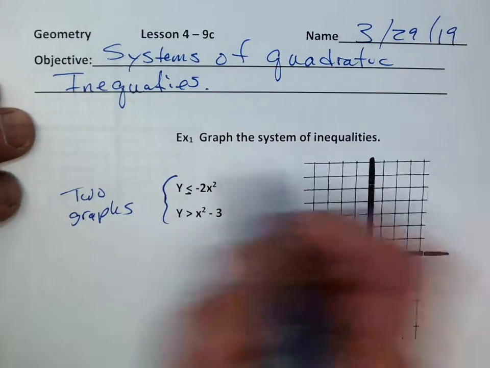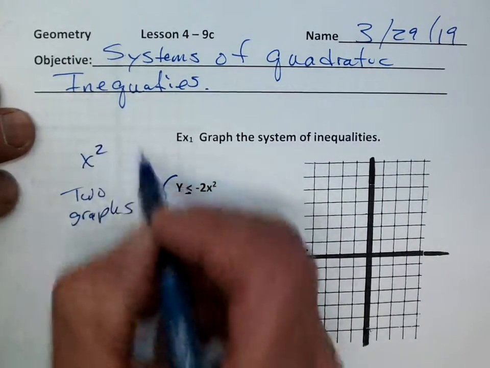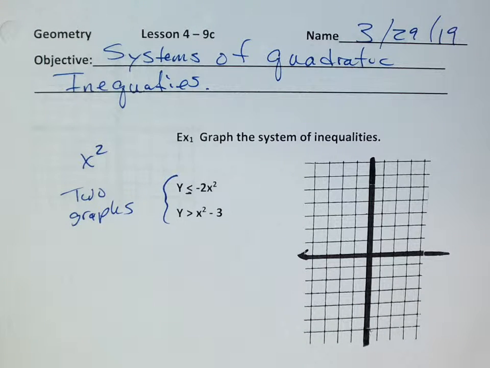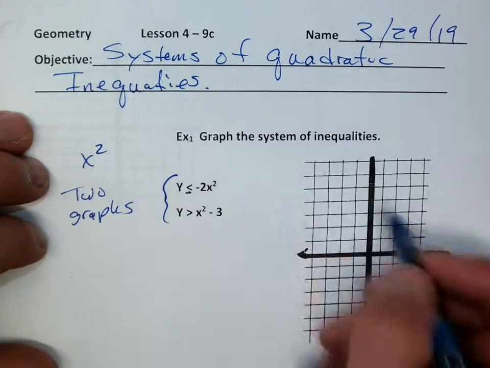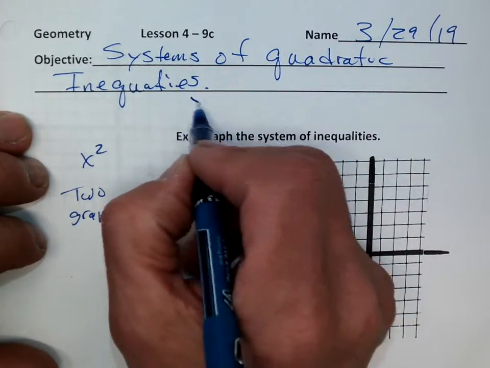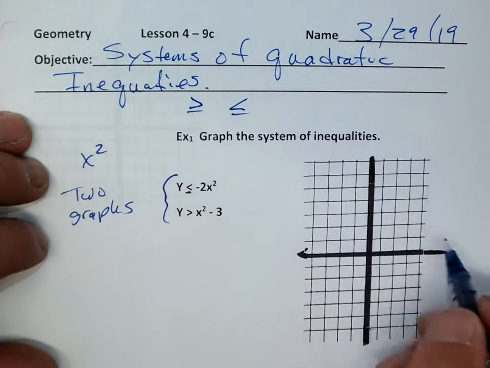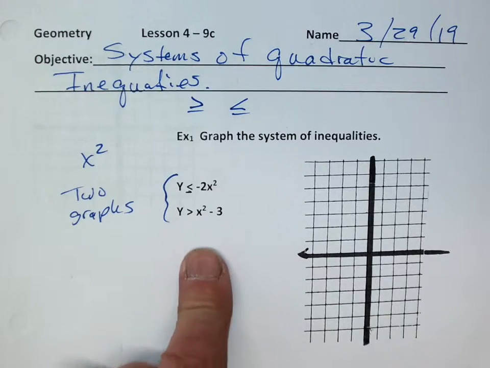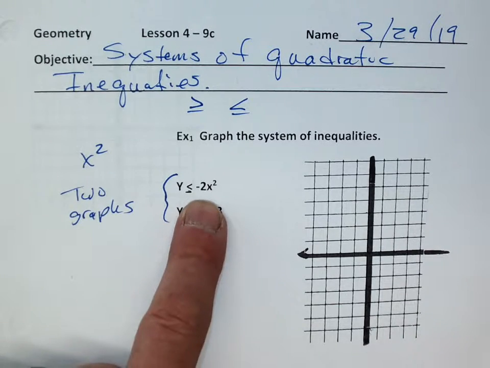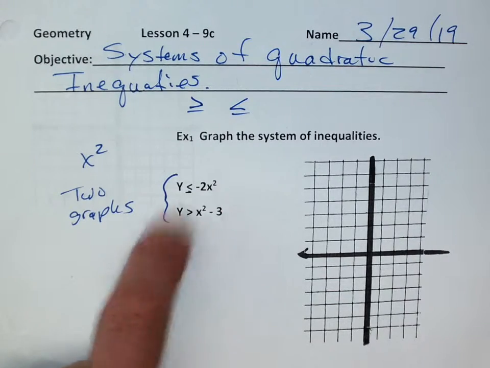Quadratics means x squared. So we're going to do two x squared graphs on the same graph, okay? And inequalities, well, that's the greater than or less than. So the inequalities has to do with greater than or equal to or less than or equal to. Now, to make this easier, let's just put them on the calculator, and it's going to make it a lot easier to graph.